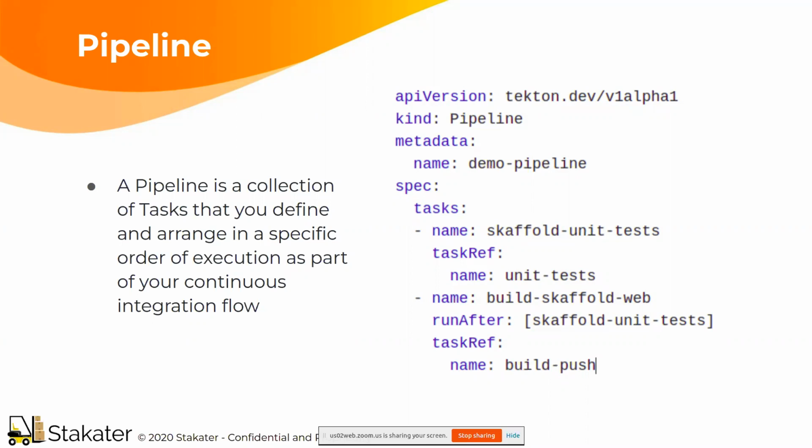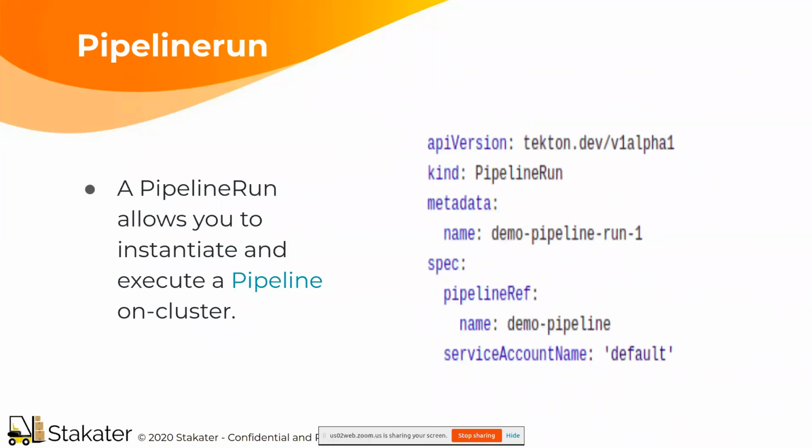When we create a pipeline, it does not run. It's just like, as I said, a function which is not being called. Just like there is a TaskRun, there is something called PipelineRun, and a PipelineRun just runs the pipeline. As you can see on the right-hand side, the apiVersion, kind, and metadata are just the Kubernetes YAML format that we defined. And in the spec, we are referencing the pipeline called demo pipeline, and we're also defining the service account name.